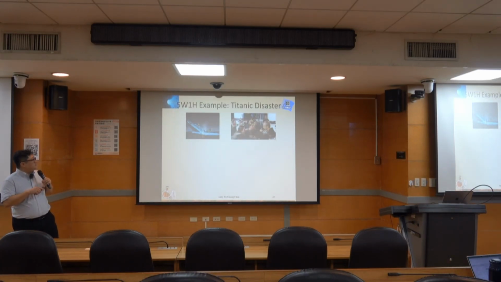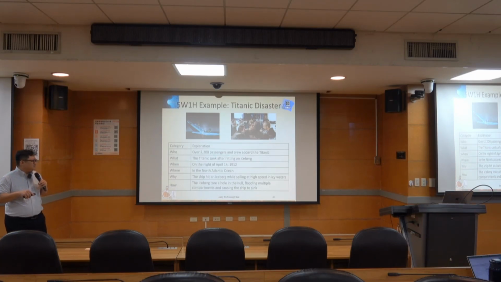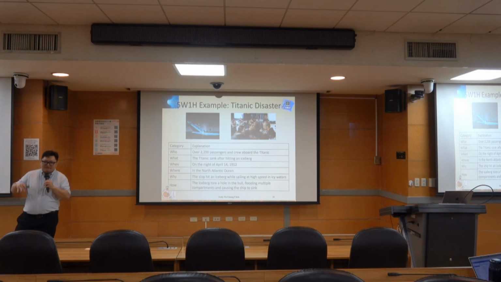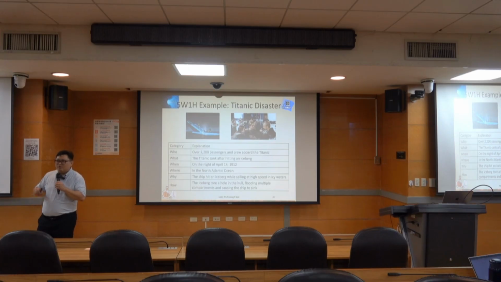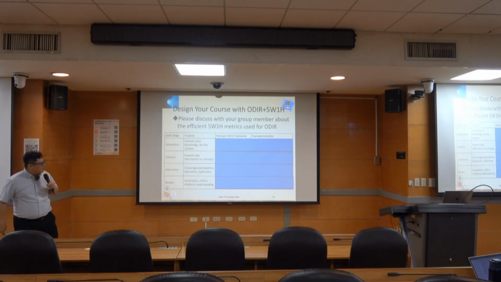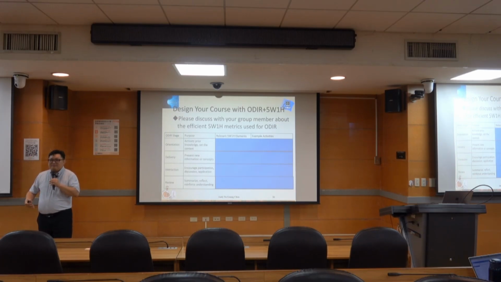For example, here I am just showing the 5W1H example for the Titanic situation. You can see how many passengers were aboard the Titanic, what happens when they hit the iceberg, when is 1912, where is the North Atlantic Ocean, and why is because they were traveling at a very high speed when they hit the iceberg, and how is what happened at the end of the tragedy of the Titanic, right? So this is the way to do it when you are telling a story. So anytime you design a course, you can put ODIR and 5W1H together. You use the ODIR procedure to design your course, but deliver the concepts of 5W and 1H in each stage.